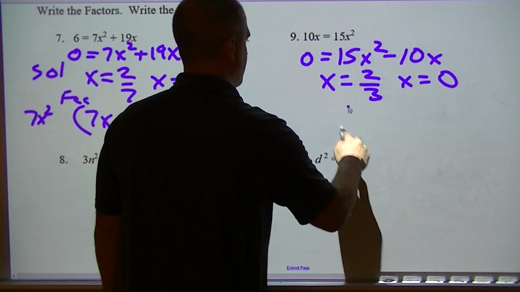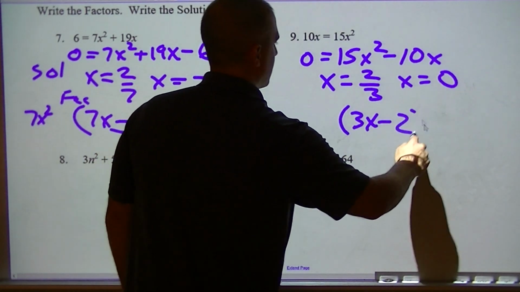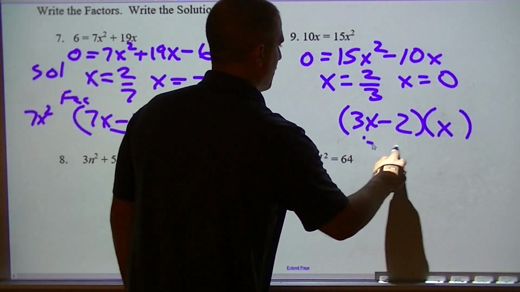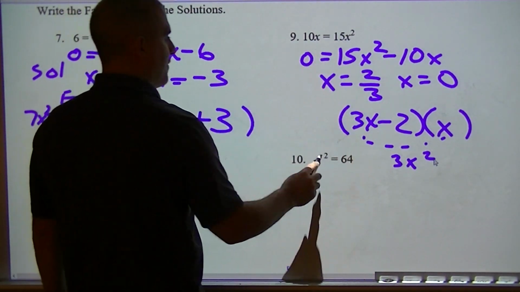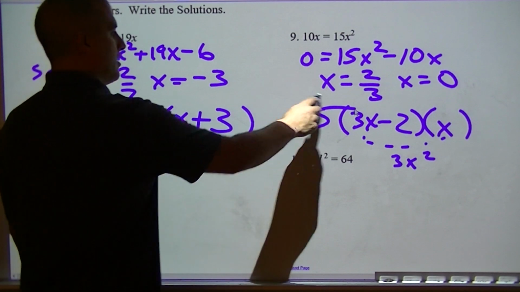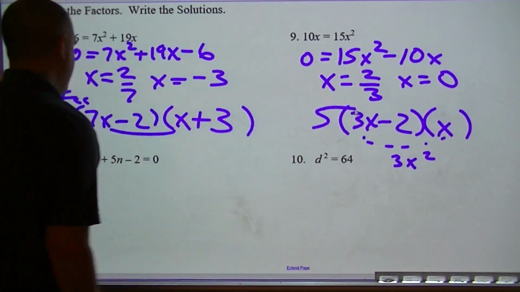All right, 2/3 would be 3x minus 2. This would just be x. If I multiply these two, I get 3x squared. And if I compare that, I got 15x squared, so I would need a 5 there. So those are my solutions, those are my factors.